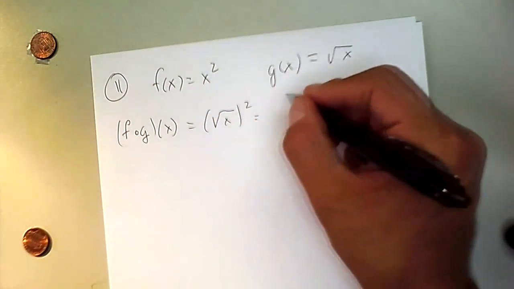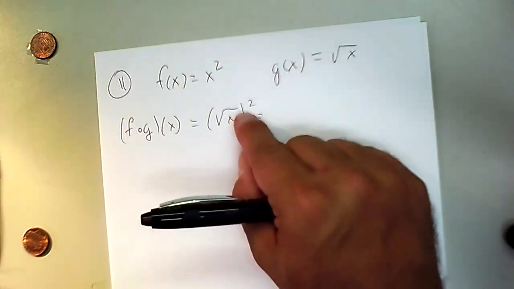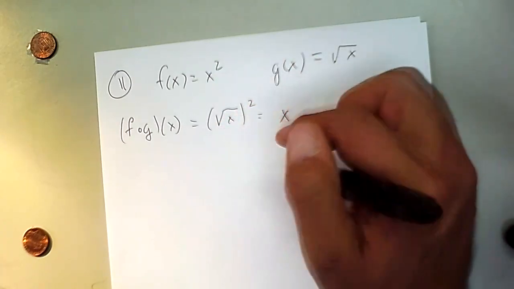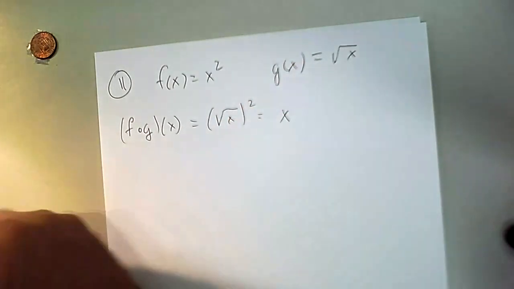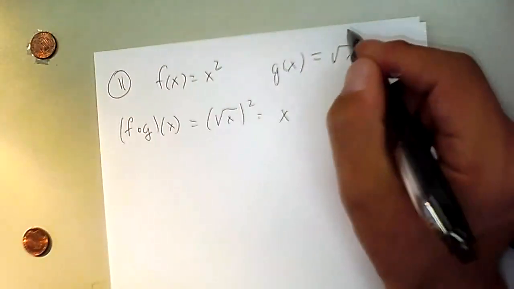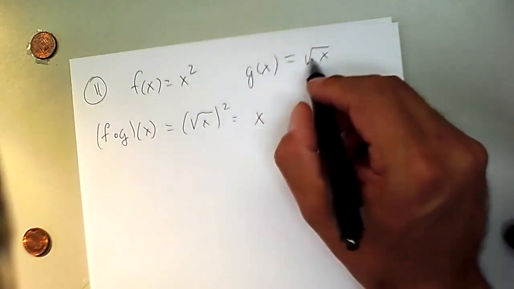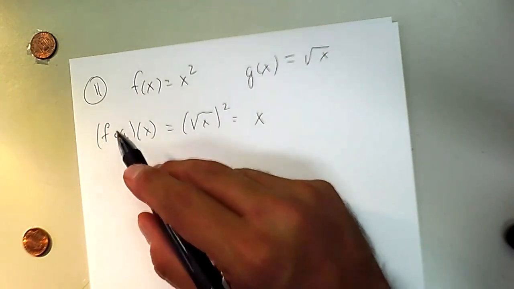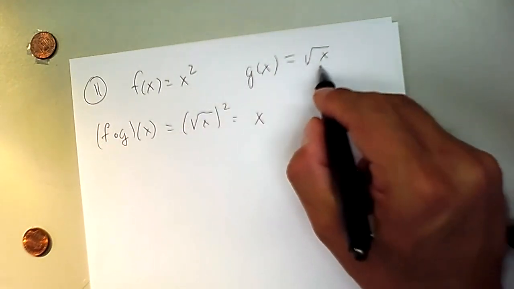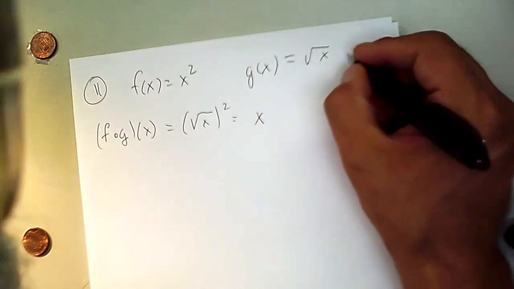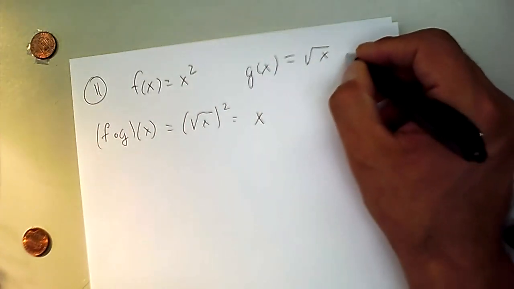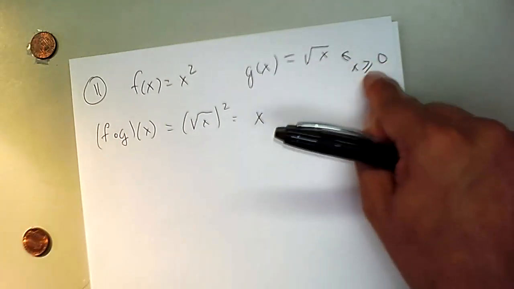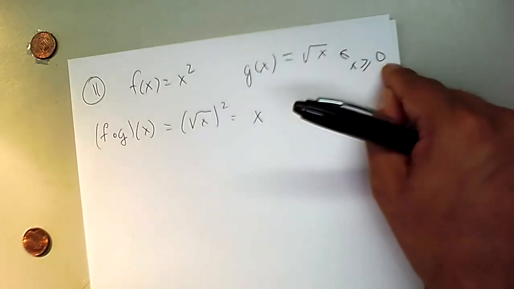It doesn't take too much to figure out that we're going to get rid of the root, because when we square a square root, we end up with the input itself. But there is one catch here. The original input of g is all numbers that are non-negative. So there's an implicit domain here where x had to be at least 0.